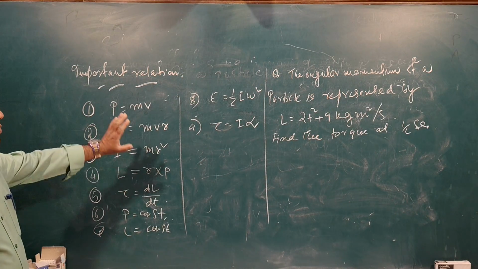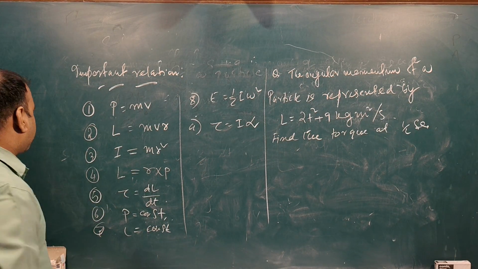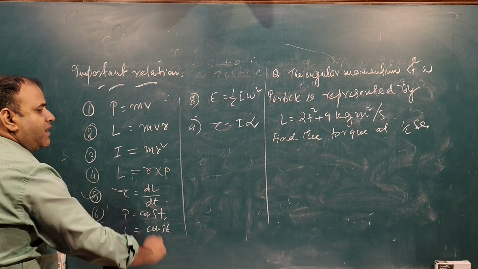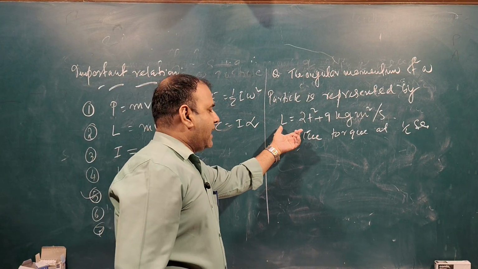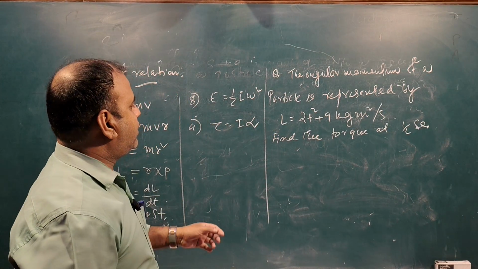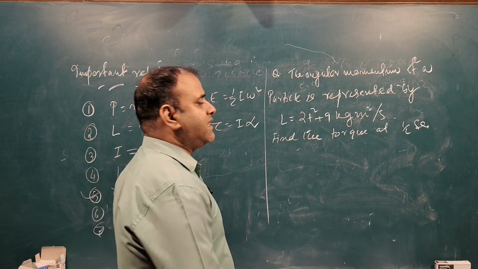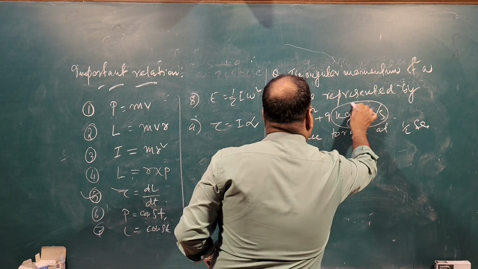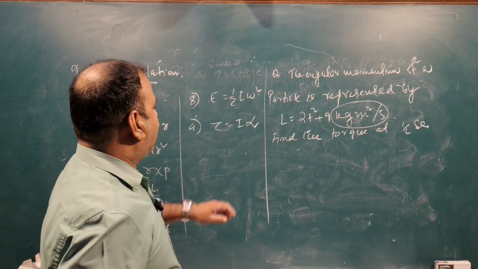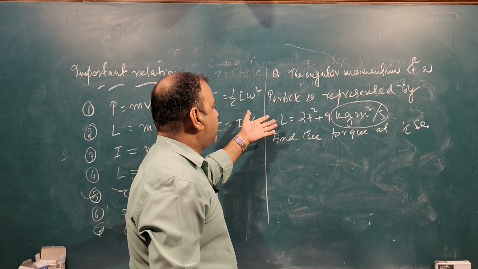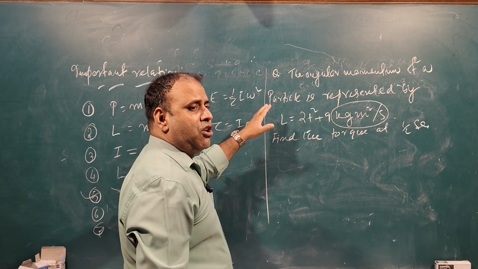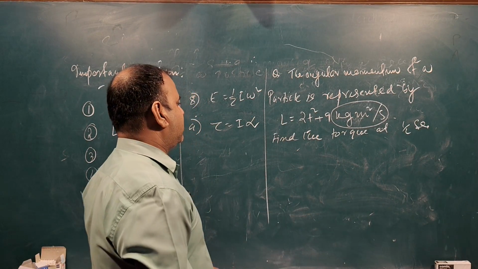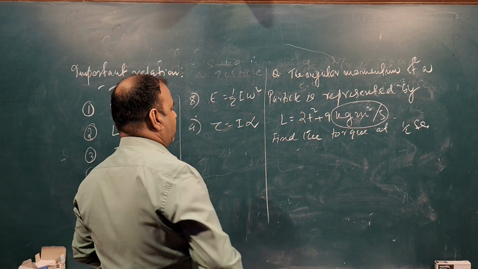So you just see which formula we can use here. Torque and angular momentum are related with this formula. Here L is given as 2t² plus 9 kg meter square per second. So you remember the unit. After knowing the unit, you can easily find which quantity it represents, angular momentum or linear momentum or any other thing. Depending upon the unit you can calculate.